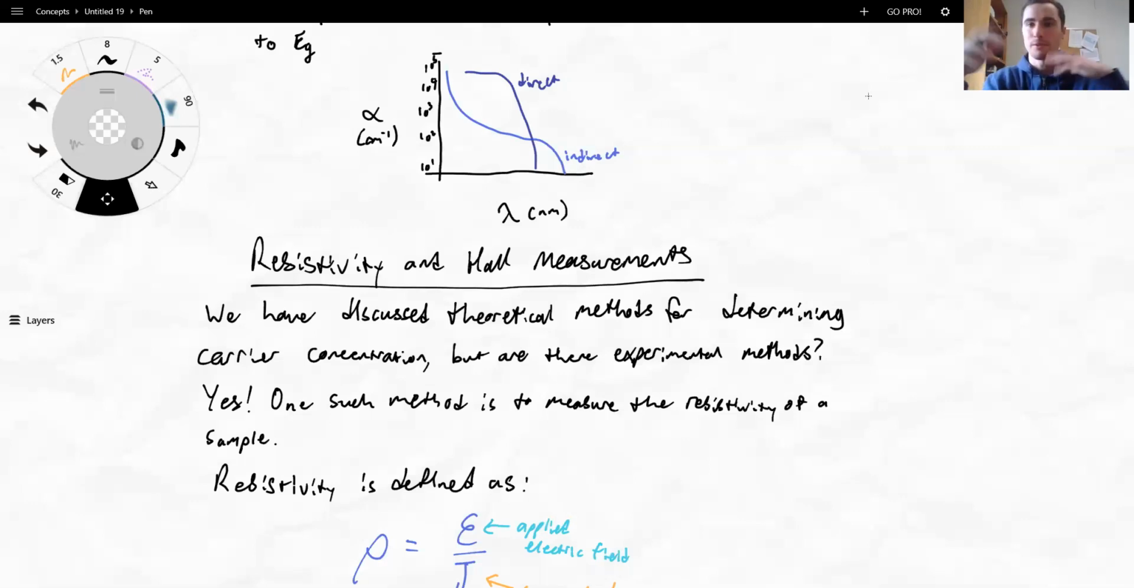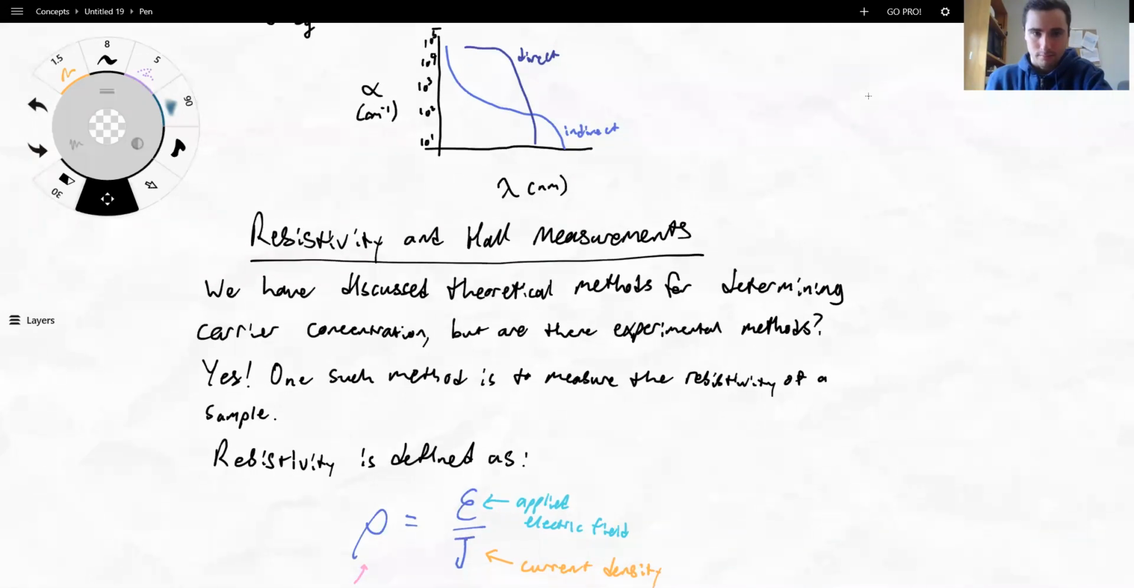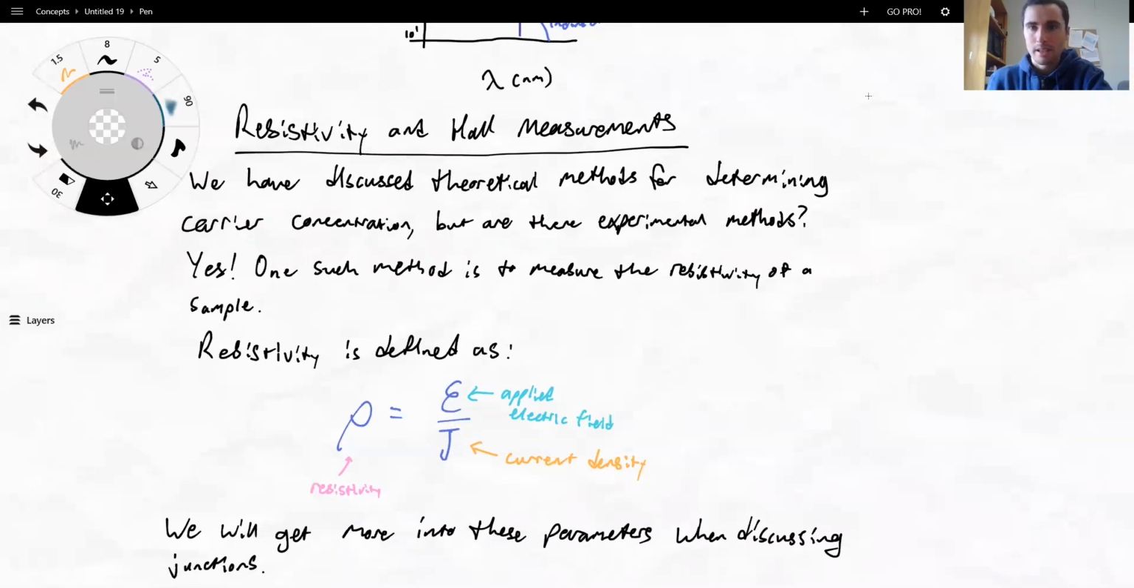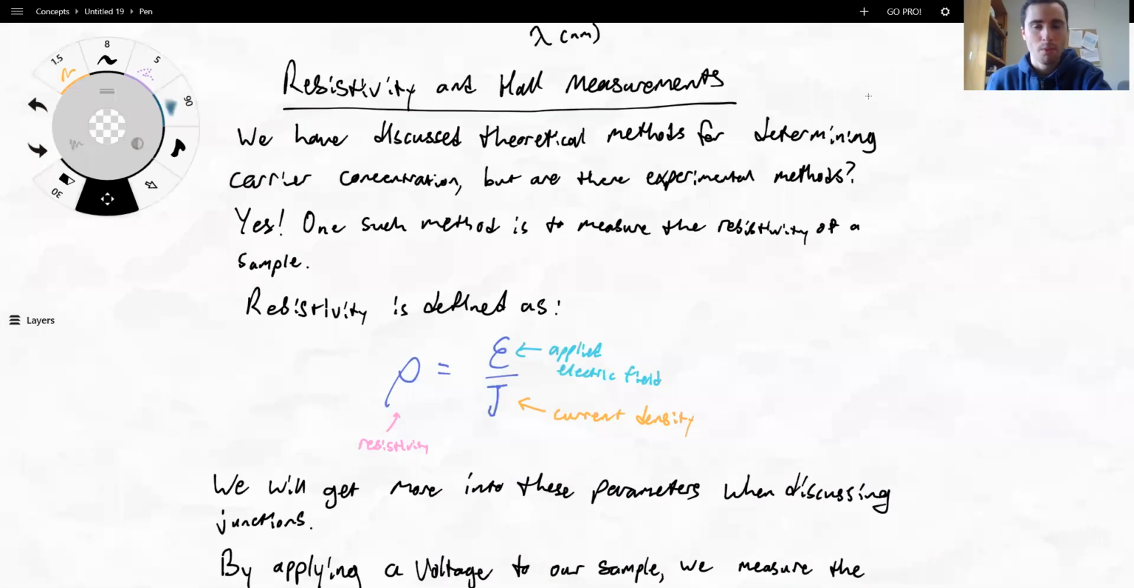And from that, you can use all those fancy relationships to find out all sorts of stuff, like the effective density of states near the band gap. You can figure out where the Fermi level is, all that kind of stuff. How do we do this? We're going to measure something called resistivity, which is like a fundamental material constant that says how easy it is to move charge from one place to another.